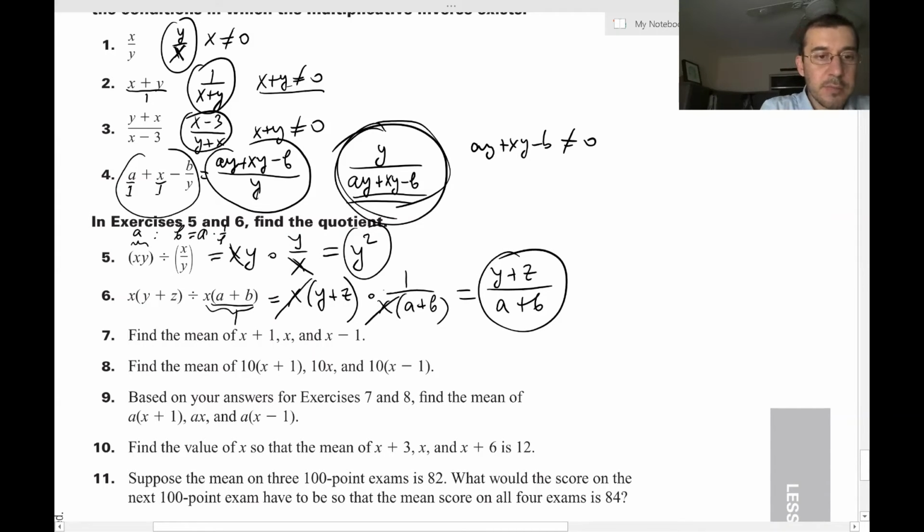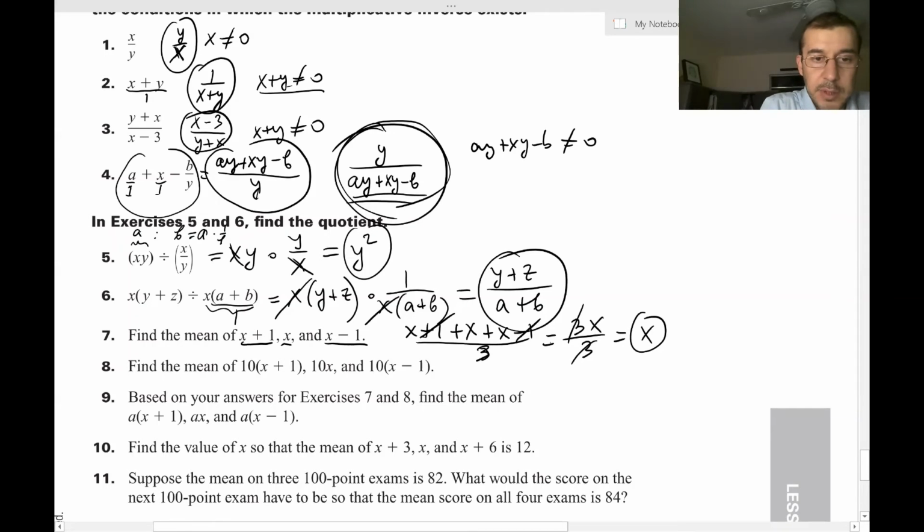Okay. Number 7, find the mean. We have 3 numbers, 1, 2, 3 numbers. We're adding them up and then dividing by 3 because we have 3 numbers. So it's x plus 1 plus x minus 1 divided by 3. Plus 1 and minus 1 cancel out. 1, 2, 3, 3x's. So 3x over 3. 3 and 3 cancel out, so just x.